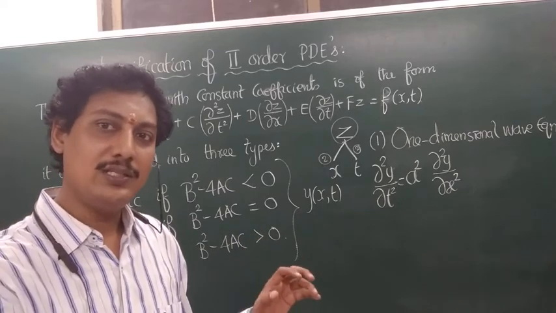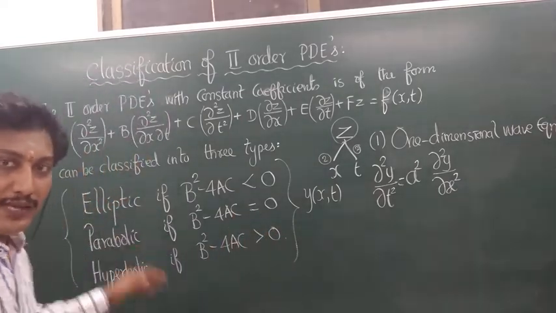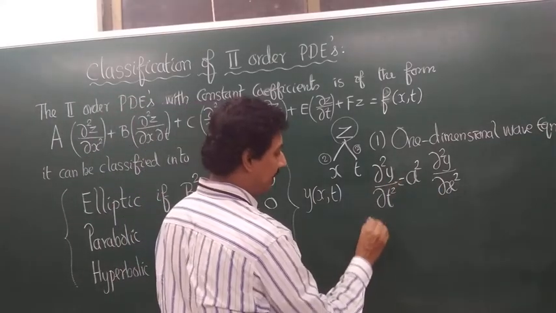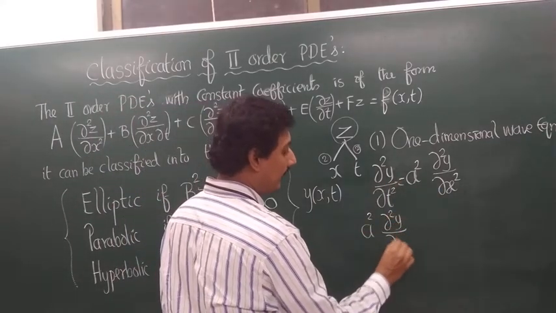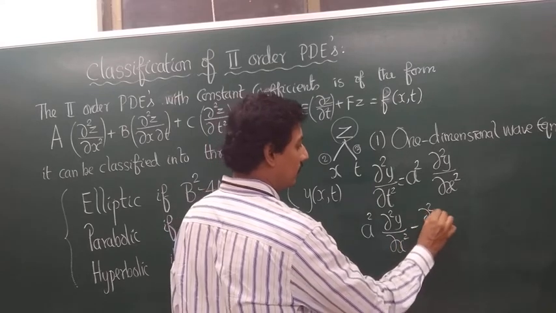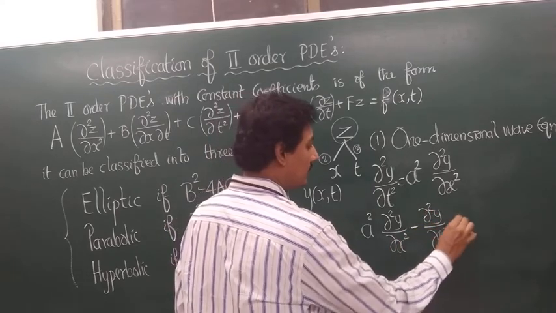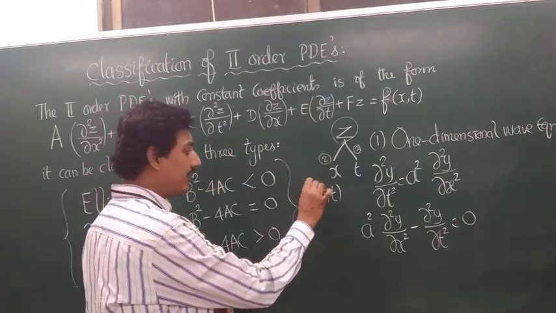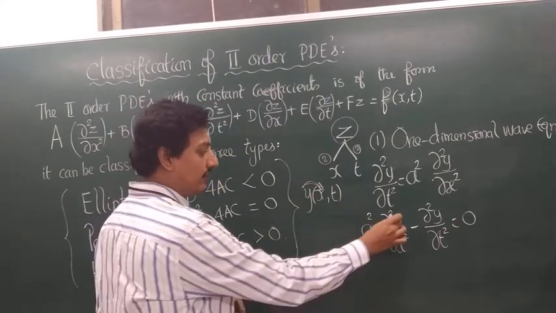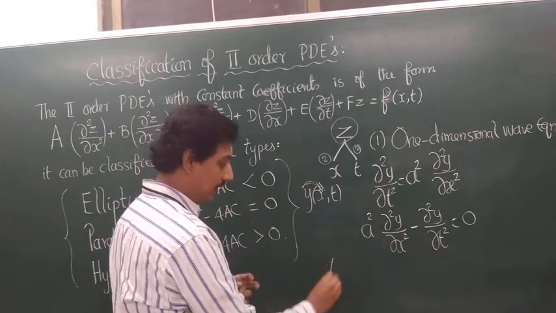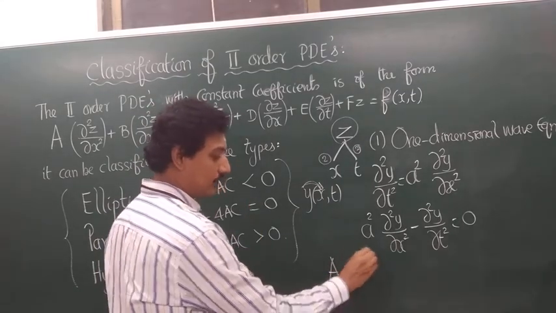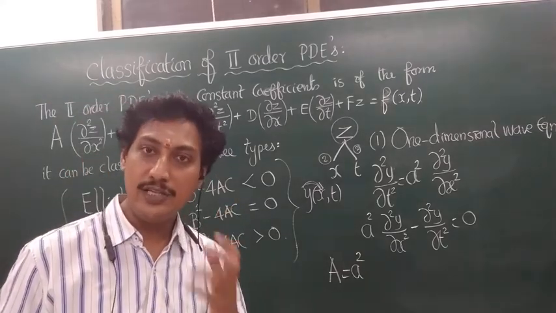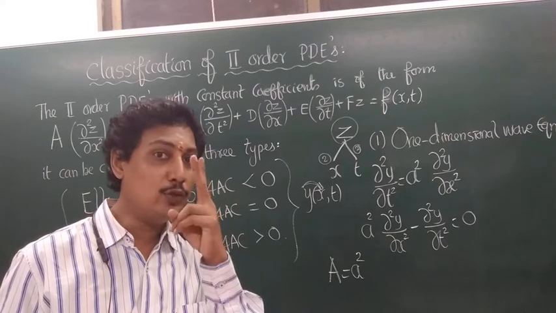Now my question is whether it is of any one of the types. Let us check it out. Can I rewrite this equation as a squared dou squared y by dou x squared minus dou squared y by dou t squared equals 0? Now y is a function of x. When we differentiate y with respect to x 2 times, capital A is small a squared, because A is the coefficient of the second order partial derivative with respect to the first variable 2 times.